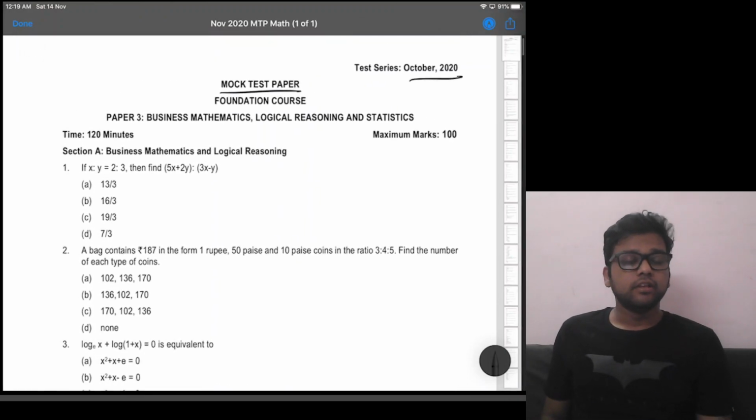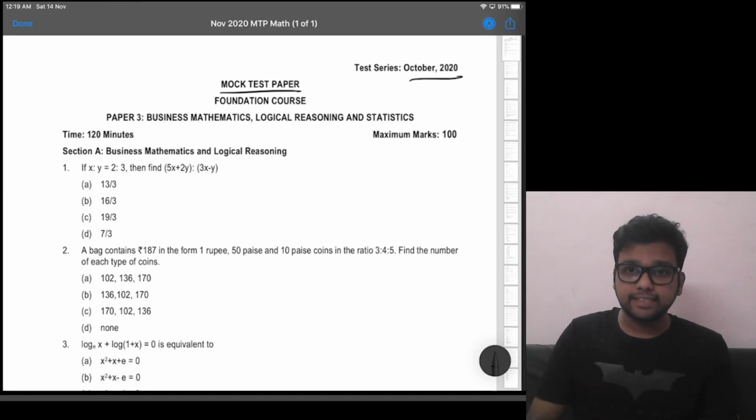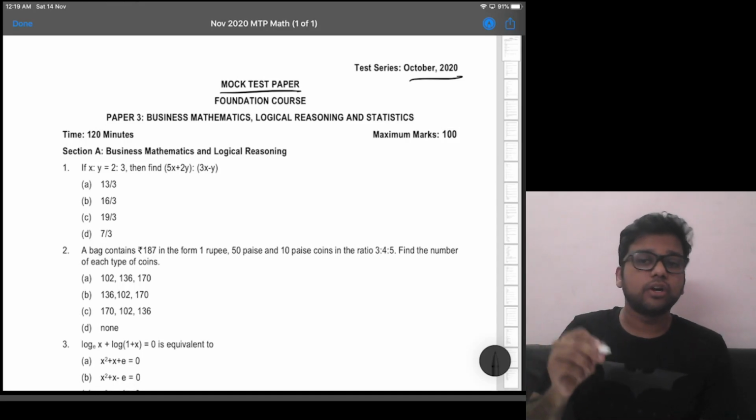Hi all and welcome to this video where we'll discuss the mock test paper of the November 2020 exam, which was released in October. In this video we'll focus only on the maths part, then in the next ones we'll focus on LR and statistics. Understand one thing before starting, that in the exam these sections are not given separately.